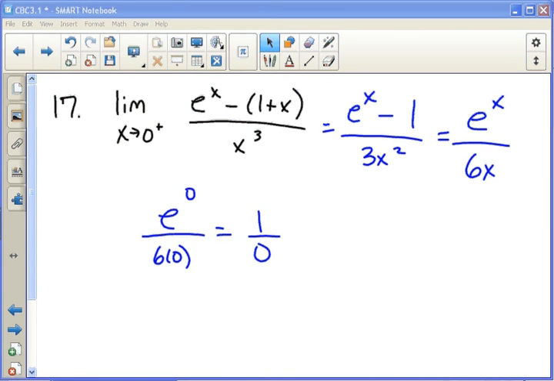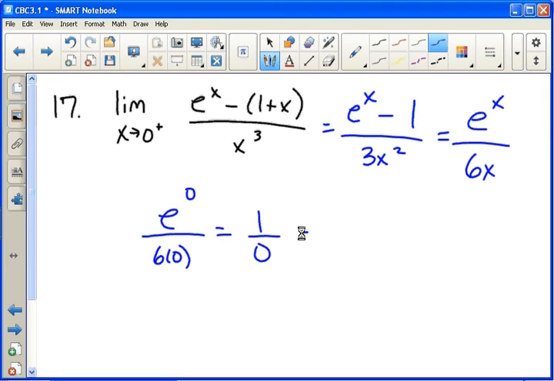Now, as far as actual numbers are concerned, you can't divide 1 by 0. But in the sense of limits, what this actually means is the answer is going to be infinity. Now, this is only in the sense of limits, because remember, we're not technically plugging in 0. We're seeing what happens as we get really, really close to 0.